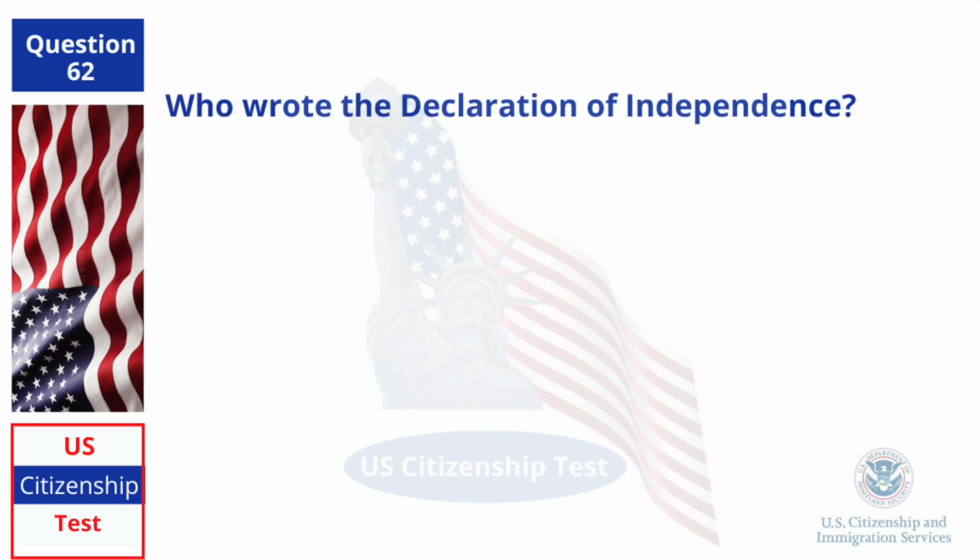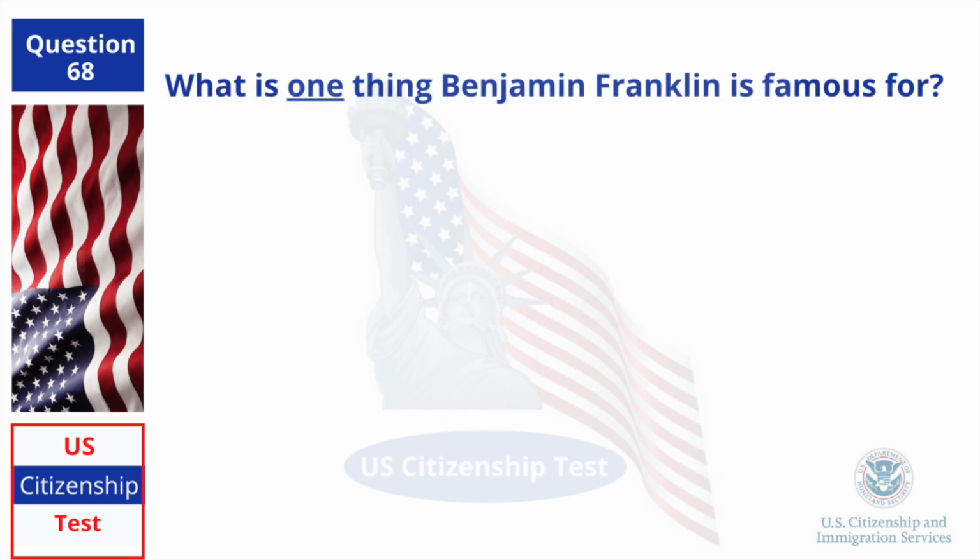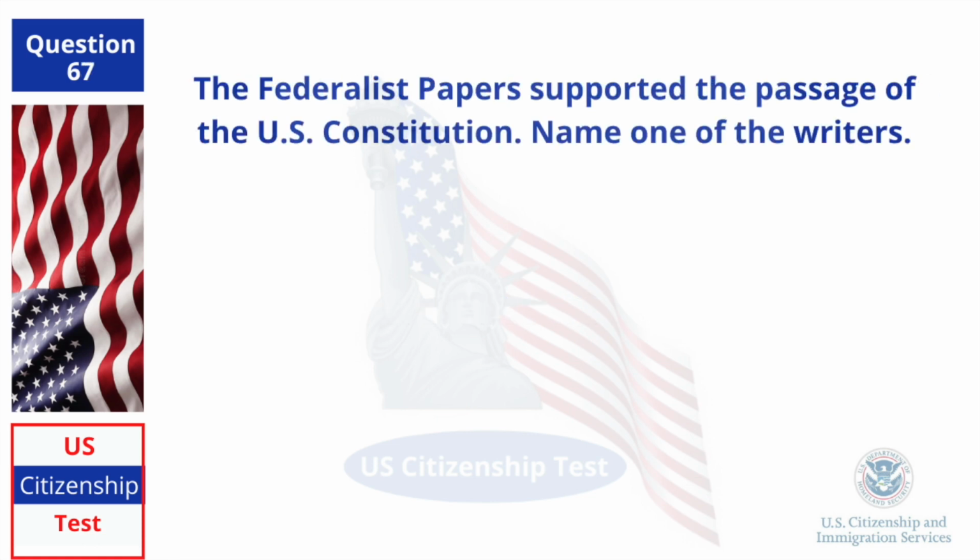Who wrote the Declaration of Independence? Thomas Jefferson. What is one thing Benjamin Franklin is famous for? US diplomat. The Federalist Papers supported the passage of the US Constitution. Name one of the writers. James Madison.